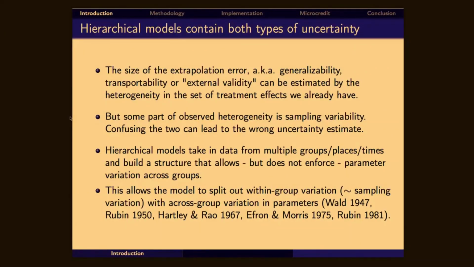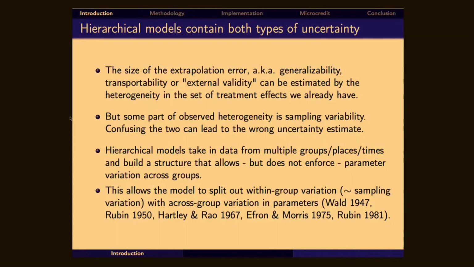So the size of this extrapolation error, which is often what we think of as generalizability, transportability, or external validity, can be estimated by the heterogeneity in the set of treatment effects that we already have. Some part of that observed heterogeneity is sampling variation, so we don't want to count that. Confusing the two can lead to the wrong uncertainty estimate.